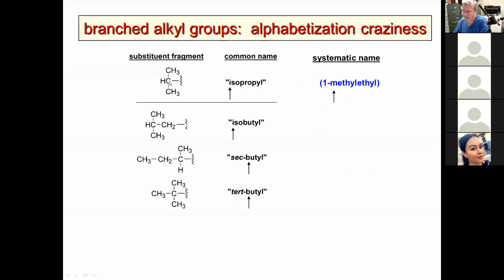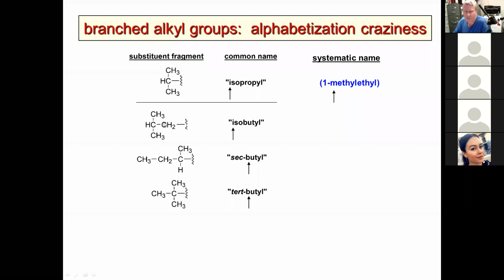1-methylethyl, we did that, because it's an ethyl with a methyl on number 1. Alphabetization is a little weird because you go by the M. That's actually not weird, that makes sense. Go by the M. How about isobutyl? Somebody tell me, what's the chain? How many carbons is the chain? It's like 1, 2, 3. It's 3 carbons.